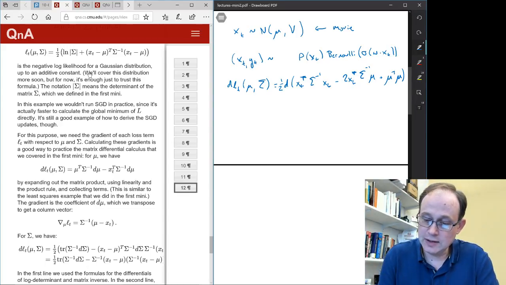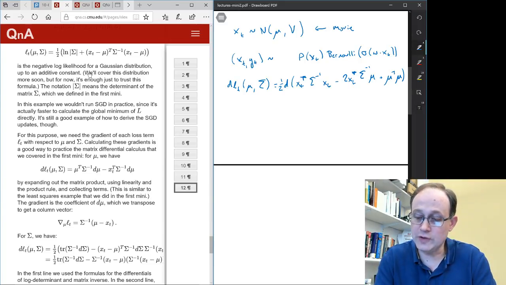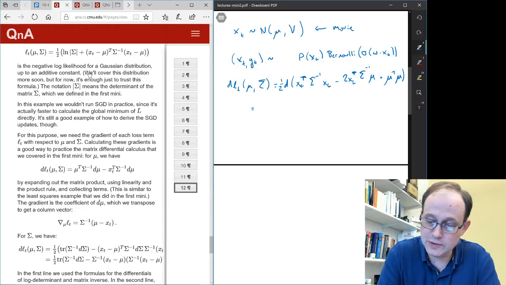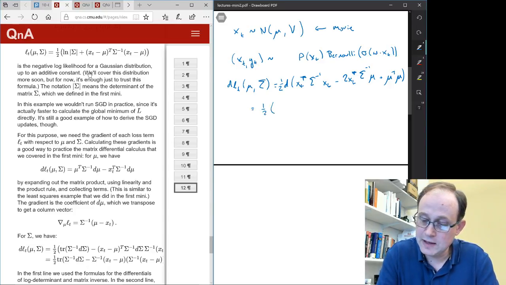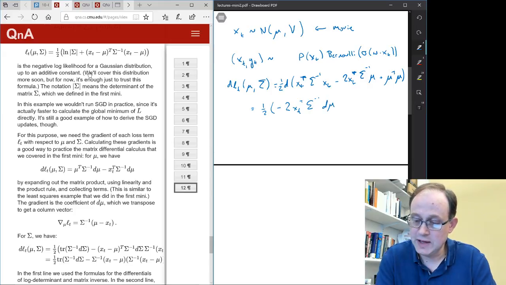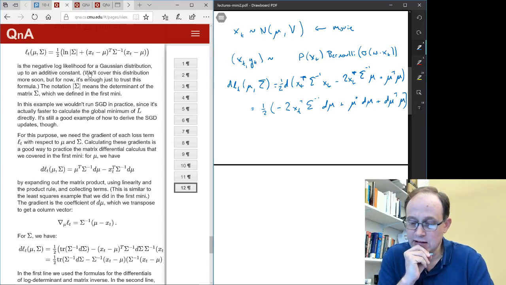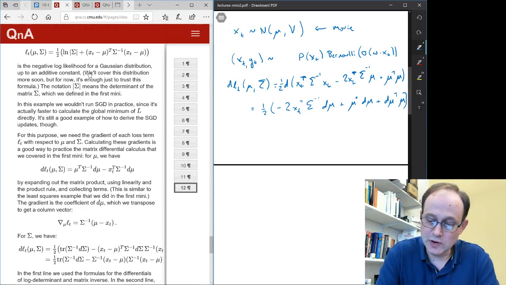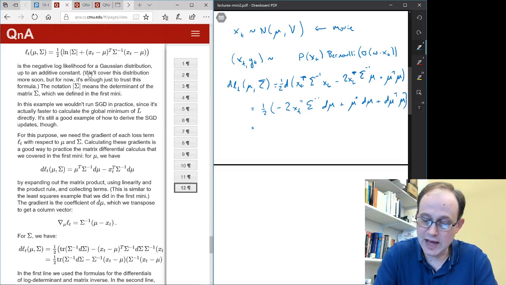All right, so then this first term also doesn't contain mu, so we ignore it. So we can just go through now and have a half. Here, we take the derivative, so we get minus 2 xt transpose sigma inverse d mu. And then here we have to use the product rule, right? This is plus mu transpose sigma inverse d mu plus d mu transpose sigma inverse mu, right? All right, and so collecting terms, the half and the 2 cancel, minus xt transpose sigma inverse d mu.